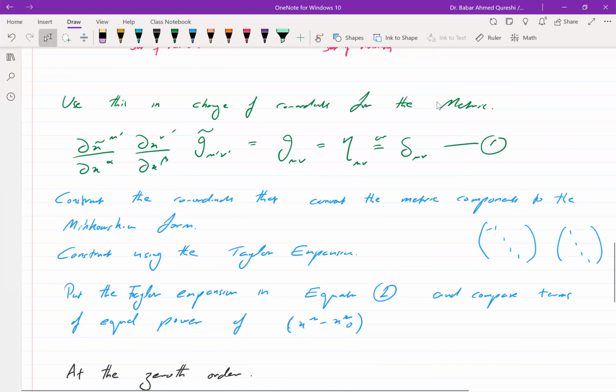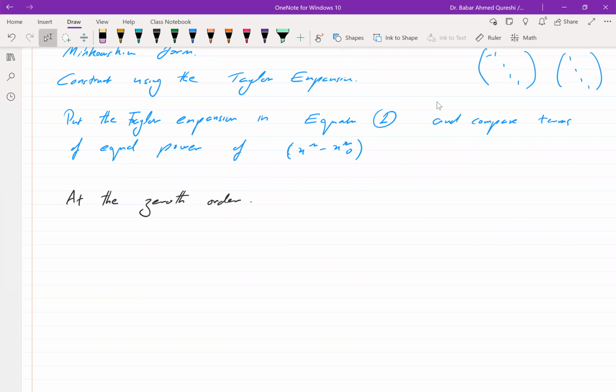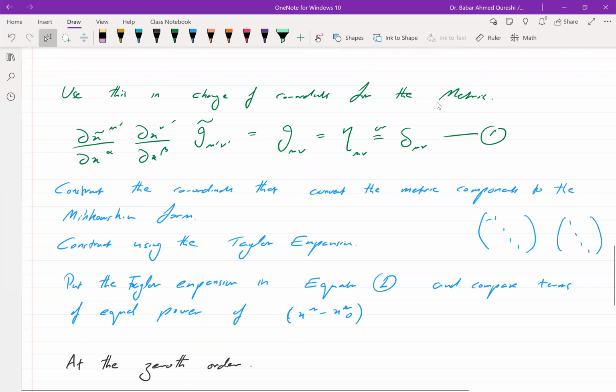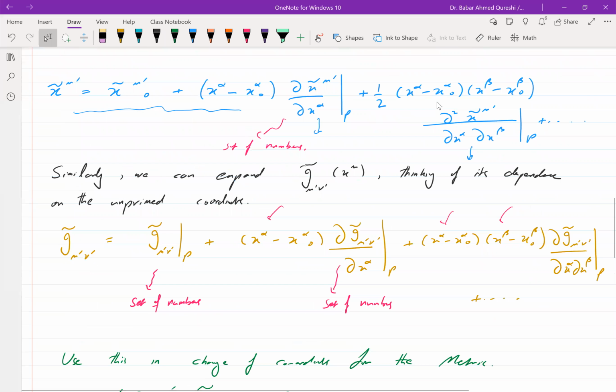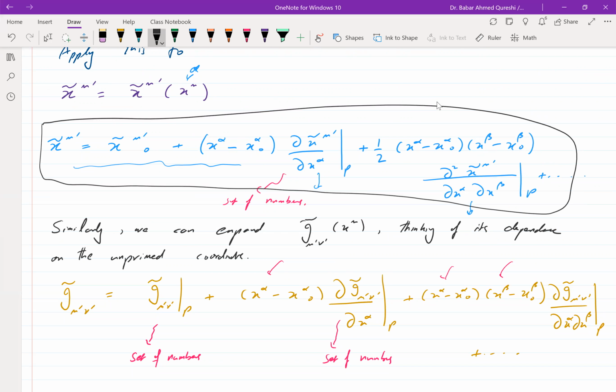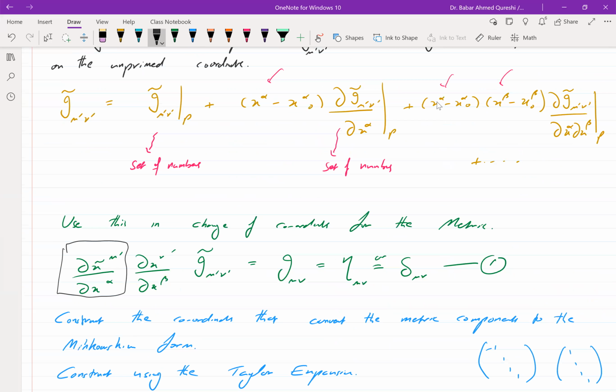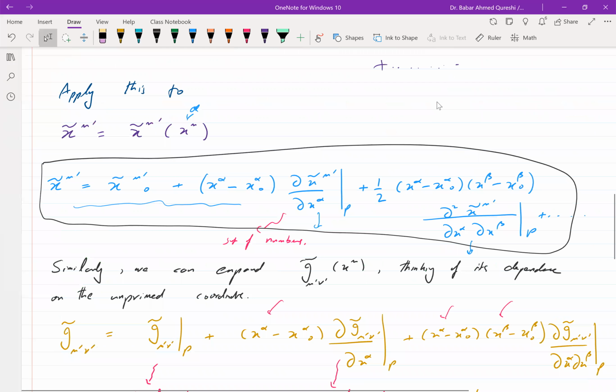So, well, let me first, to construct this, first let me write this equation, because I will have to put those again and again. I take these defining relations. Over here, I have to compute these derivatives. So I compute just these derivatives from my defining relation. So I'm doing dx mu dash over dx alpha, this kind of thing.